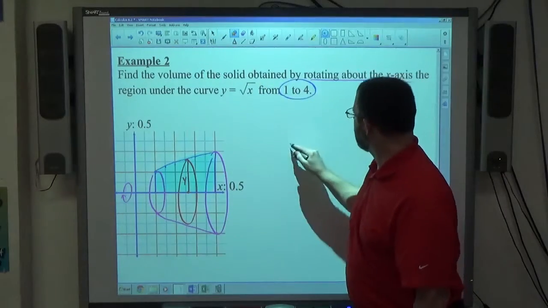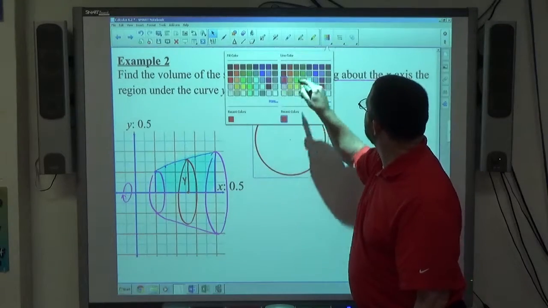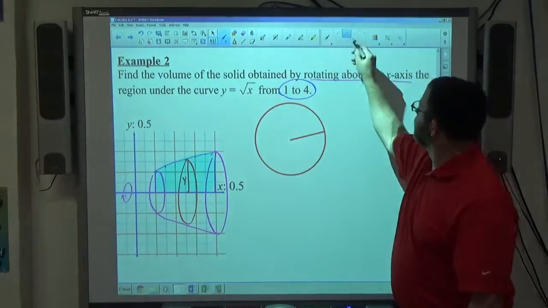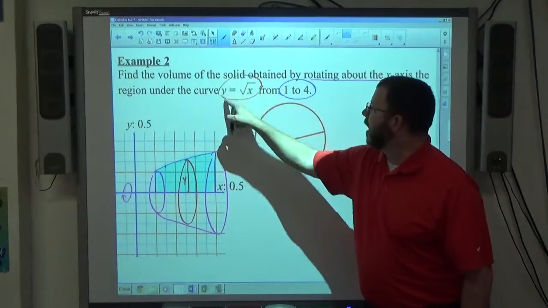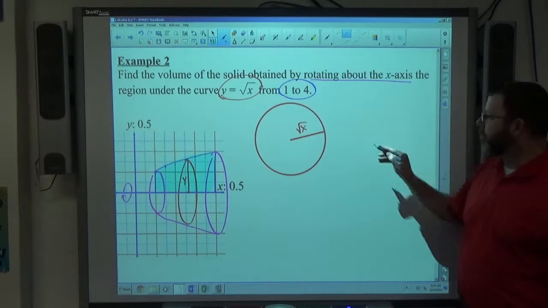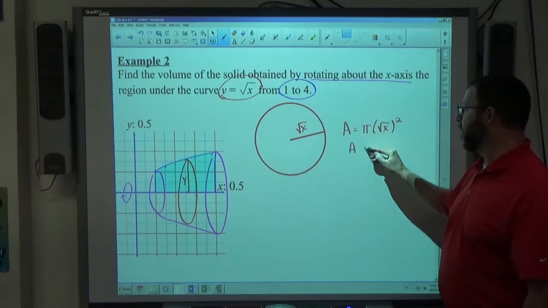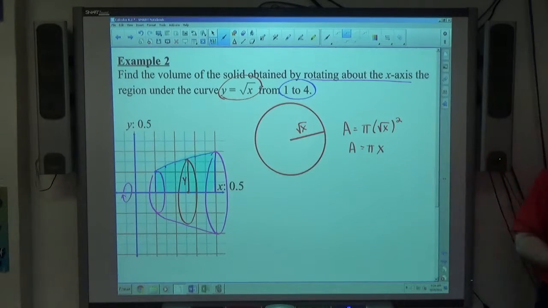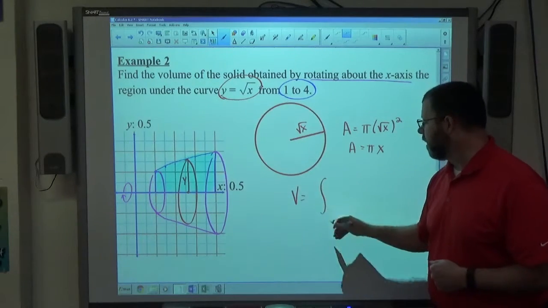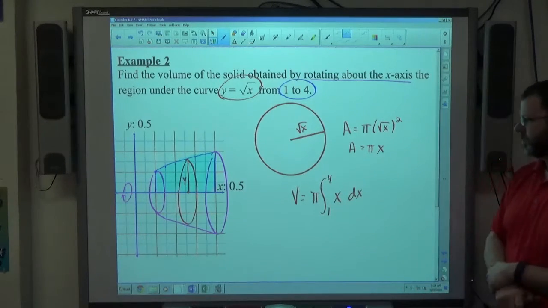And again, I've got my circular cross section I've got to deal with here, so I want to draw a circle to represent it. And I want to put a radius in like so. And we can see here the radius is y, but y equals the square root of x, so I want to put the square root of x here. Okay. The area formula is still pi r squared. So the area of this is still pi x, it's the same formula, so the same equation should give us the same area formula, right? So now my volume is going to equal the integral of pi x dx as we go from 1 to 4.